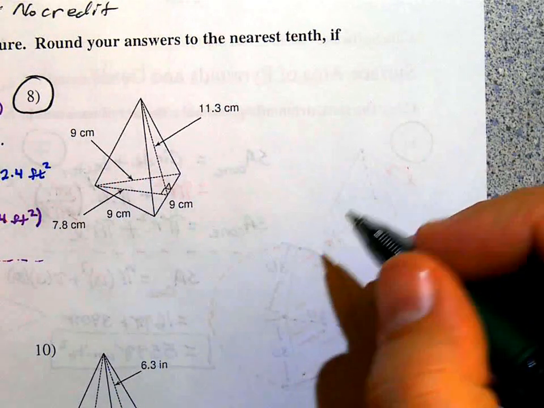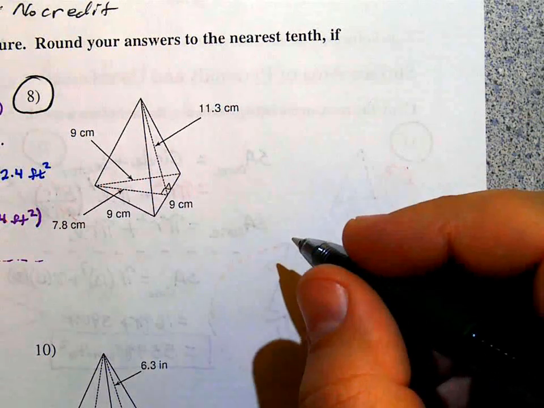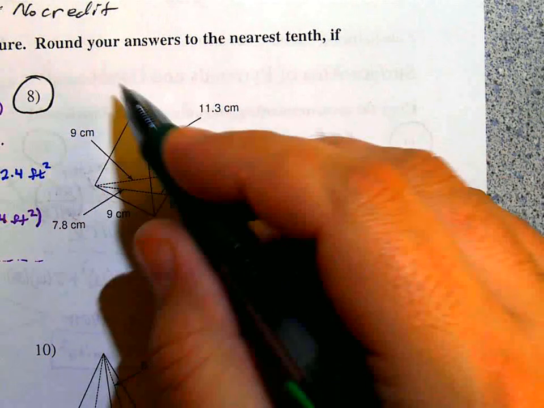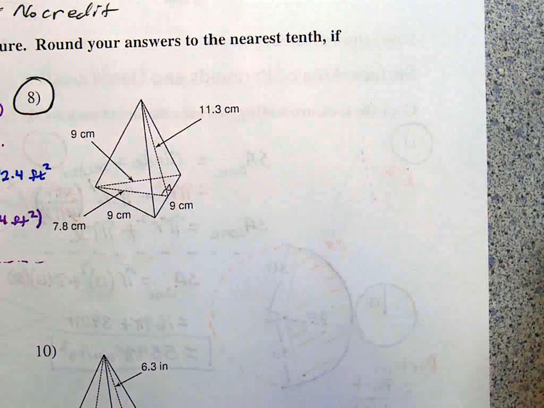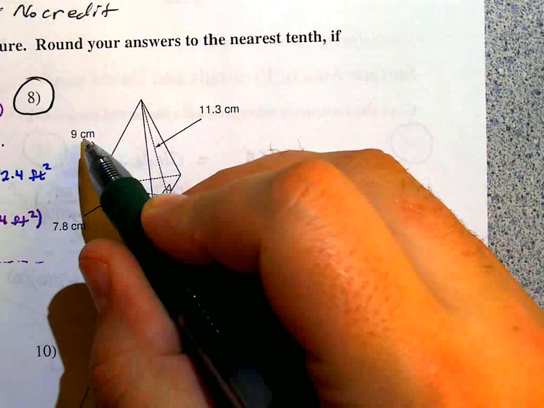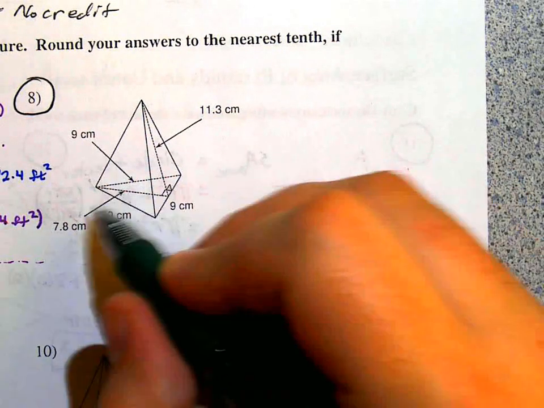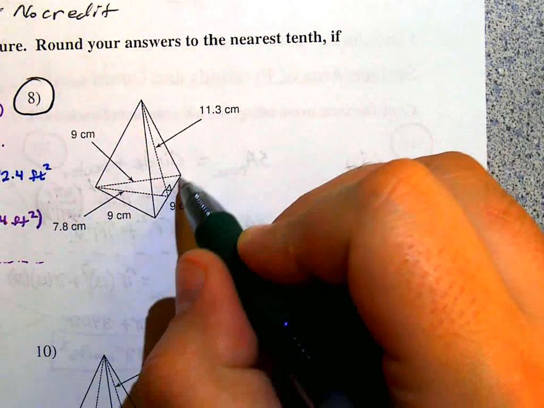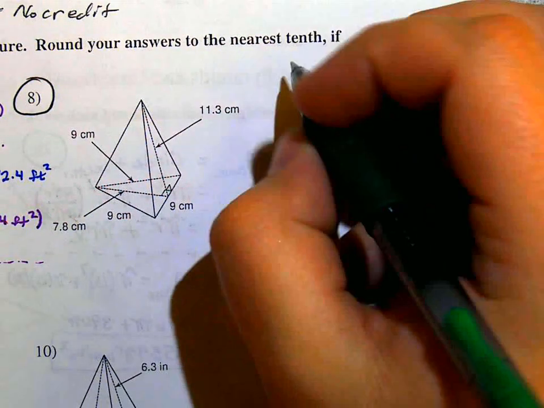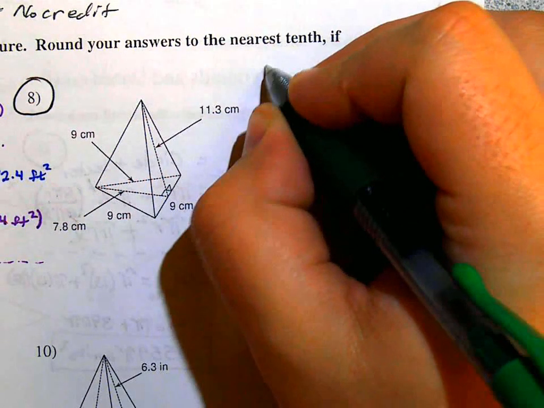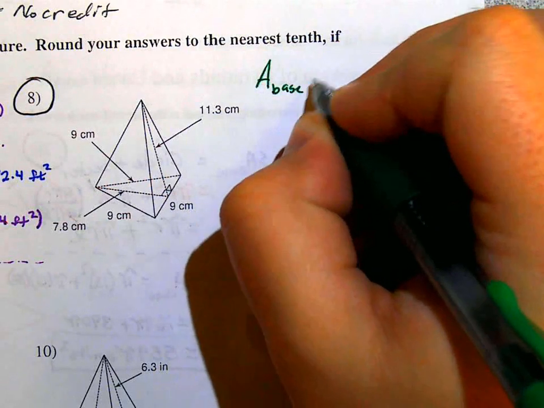Okay, so let's move over to number 8. We have a triangular prism here. And, man, this could get messy. I mean, are all these triangles the same? Are they different? What are they? Well, luckily we can see that this is 9 for this side. This is 9 on this side, and this is 9 on this side. So that means that the base is the equilateral triangle.